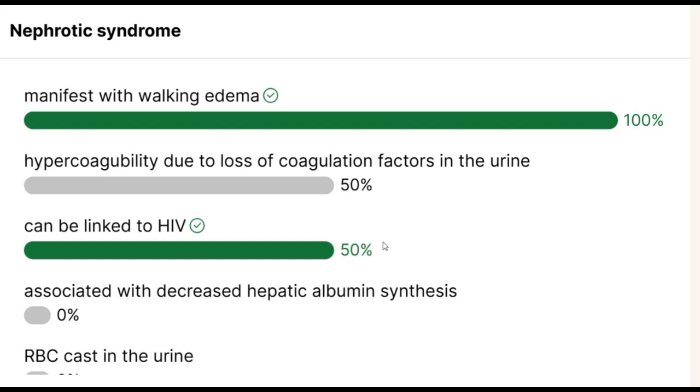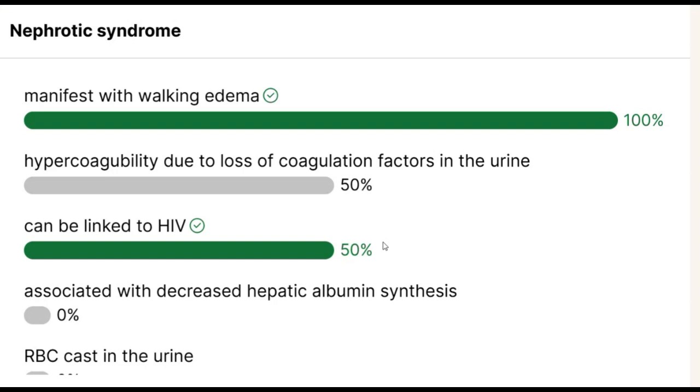There is hypercoagulation, which is true, but it's not due to the loss of coagulation factors. Usually, it's due to the loss of anticoagulation factors. So the most commonly lost factor in the urine is antithrombin 3, because anticoagulation factors are smaller in size than coagulation factors. That's why there's hypercoagulability. Can be linked to HIV, which is correct. It's a secondary cause of nephrotic syndrome, along with diabetes, SLE, and amyloidosis. All of these are secondary causes.